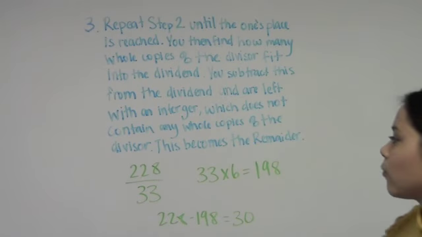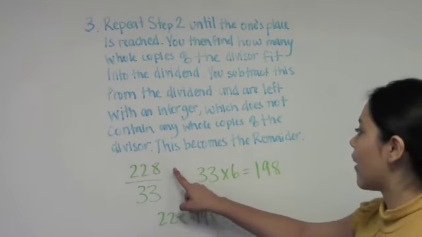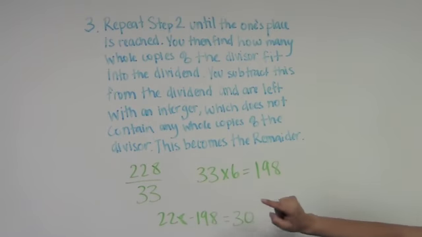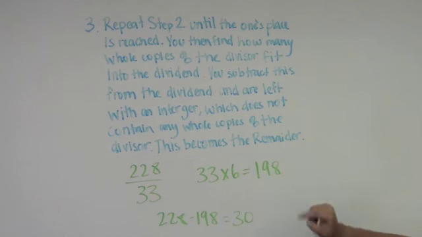Our dividend was 228, and we're dividing by 33, finding 6 whole copies of 33 fit into the dividend. That is 198. Subtract this from 228 and it leaves you with 30. 30 becomes the remainder.